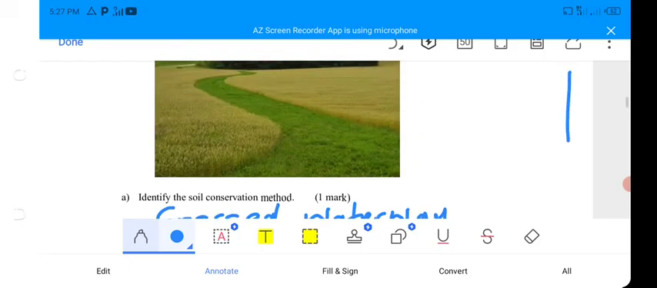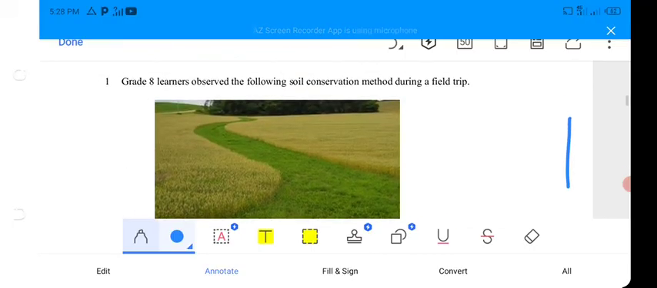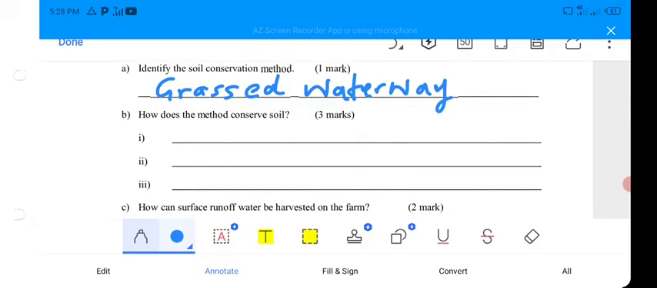Grassed waterway is the conservation method. We have many soil conservation methods. We have stone lines, strip cropping, band formation of soil bands, among many more others. But this one is grassed waterway. So how does the method conserve soil?